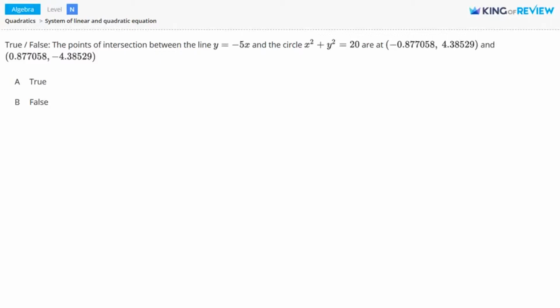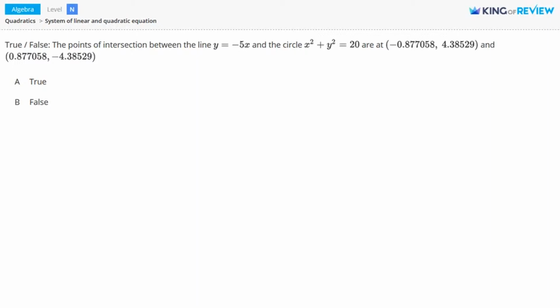The points of intersection between the line y equals negative 5x and the circle x squared plus y squared equals 20 are at negative 0.877058, 4.38529, and 0.877058, negative 4.38529. Is this true or false?